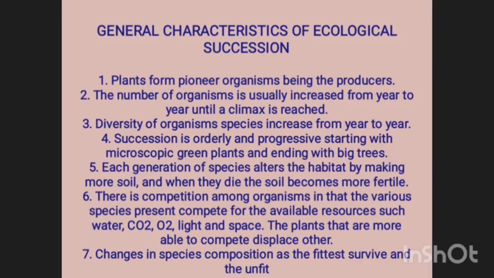And number four is that succession is orderly and progressive, starting with microscopic green plants and ending with big trees. So succession must be in an orderly form and in a progressive form. So the first stage is starting with a microscopic green plant, and at the latter stage it ends with big trees.